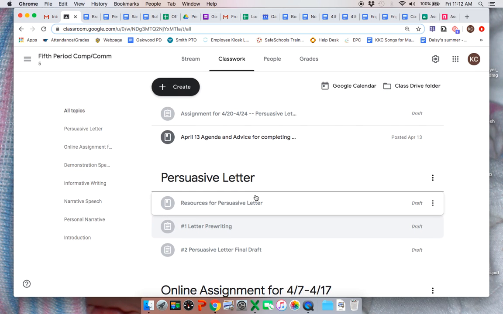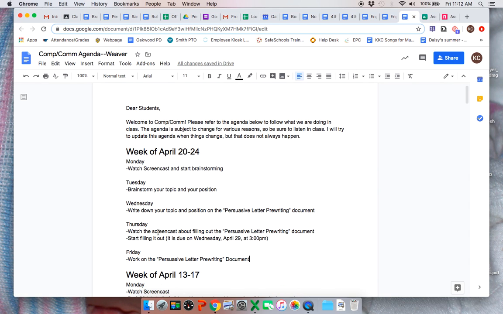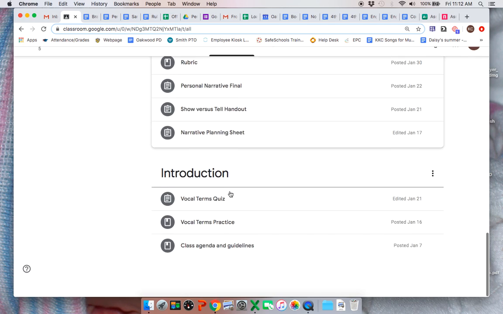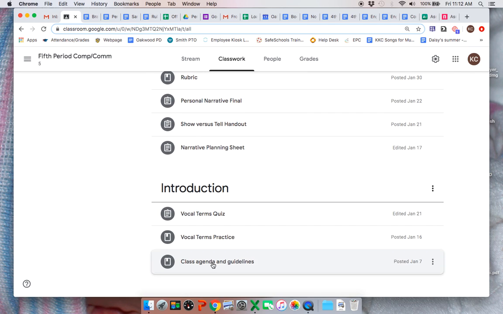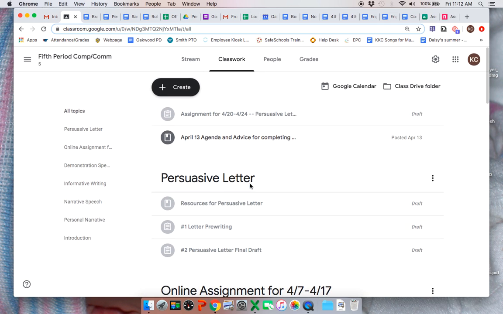Another thing that you can look at is the agenda for ComCom. It looks like this, and it basically says the same kind of things that I've been talking about. I gave that out at the beginning of the year, and there is a link for it. If you go to the bottom of the page under introduction, there's the class agenda and guidelines. You can always click on that. It's right here, and it will show you my agenda. So you can look at that anytime.